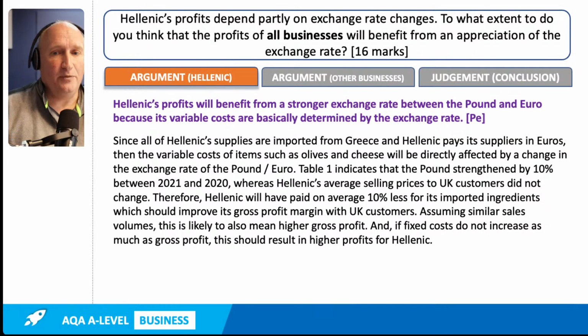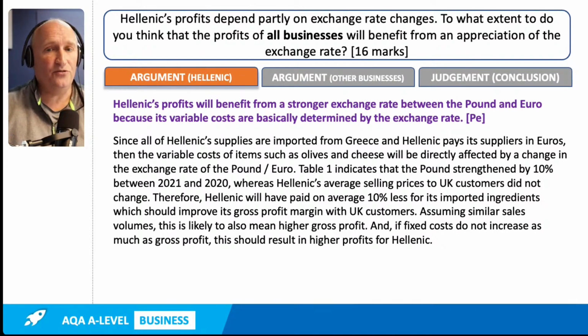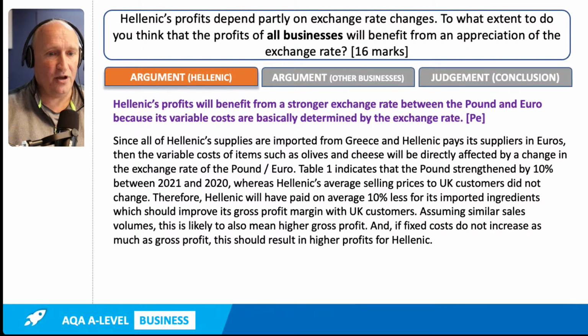Therefore, Hellenic will have paid on average 10% less for its imported ingredients, which should improve the gross profit margin with UK customers. Assuming similar sales volumes, this is likely to mean higher gross profit. And if fixed costs don't increase as much as gross profits, this should result in higher profits. So there we go. We've explained how and why an appreciation of the exchange rate will benefit the profits of Hellenic.